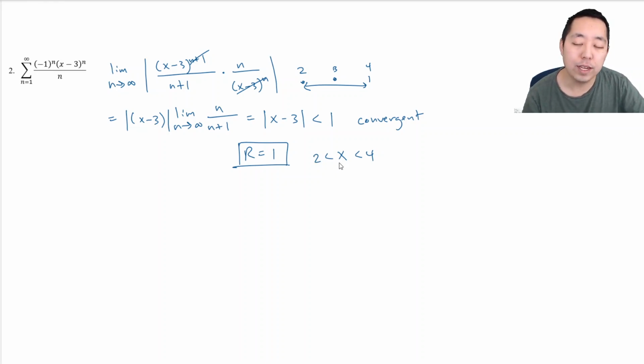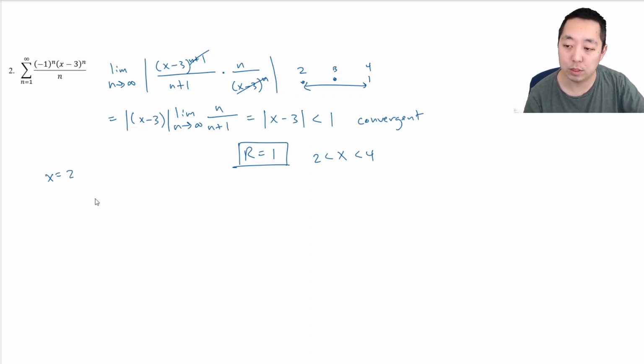Now, to find the interval of convergence, we actually have to check the boundary, because one of the things the ratio test does is if it's exactly equal to 1, the ratio test is inconclusive. It may converge, it may not converge. So you actually have to check the boundaries specifically at x equals 2 and x equals 4 separately.